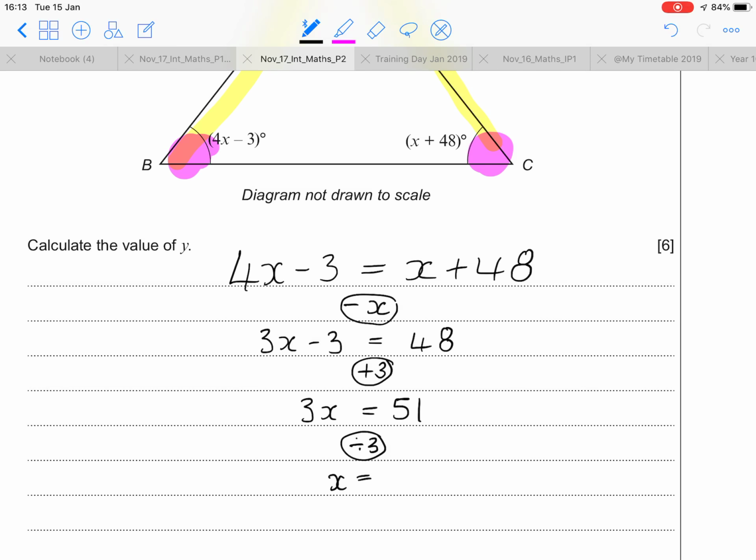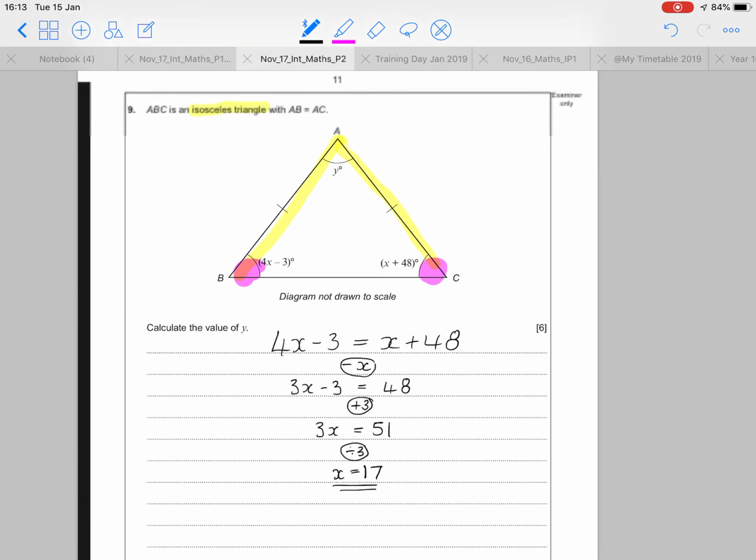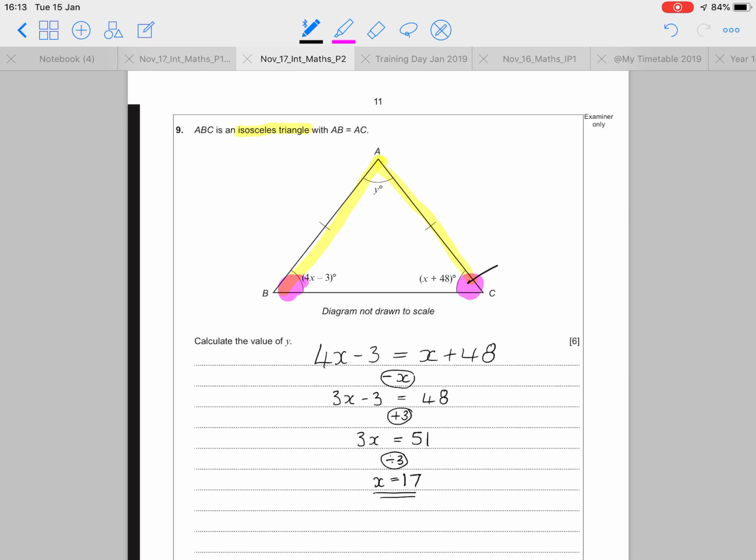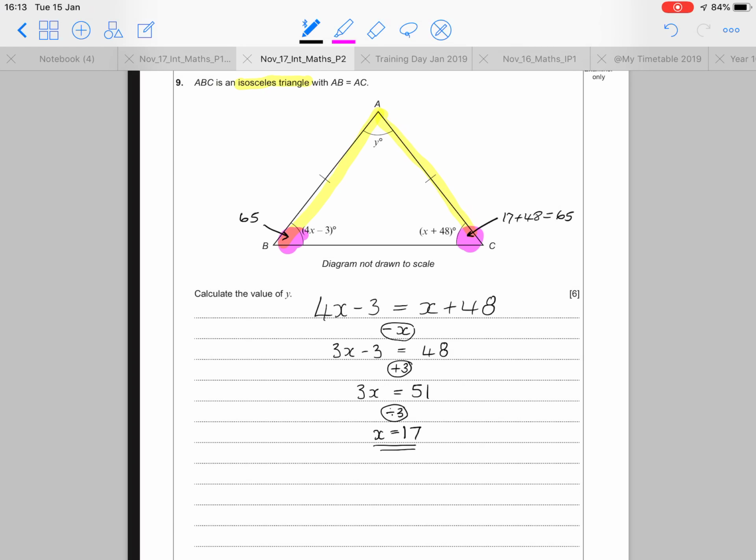This isn't the end of the question, that is just the x value. And if I go back to the original diagram, I can see that this angle here was that x value plus 48. Because they're isosceles, I know that this one is also 65. So for angle y, it's the 180 total for the triangle, take away those two 65s. That would be 180 take away 130, and the y angle is actually 50 degrees.